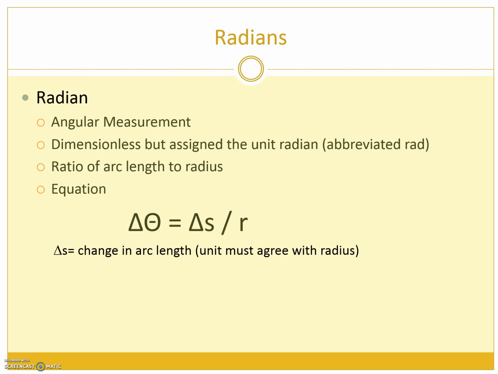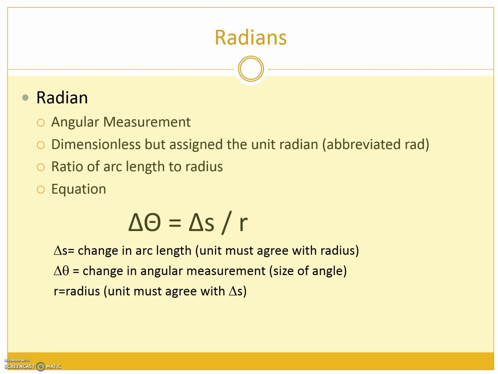So here's our equation. Delta S is the change in our arc length. And whatever the units are for arc length, they have to be the same as the units for radius. So they might be centimeters or they might be meters, but they have to match up. Delta theta is the change in the angular measurement, or the size of the angle that's formed when two radii go from the center to the outside of a circle. And then R is our radius, and again, the units for radius have to correspond with the units for our arc length.